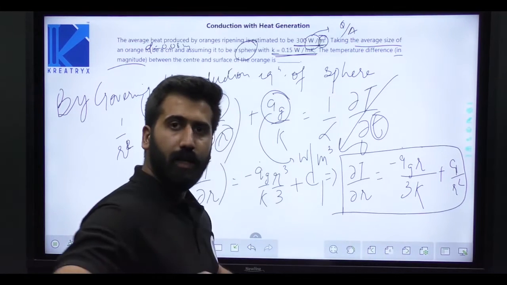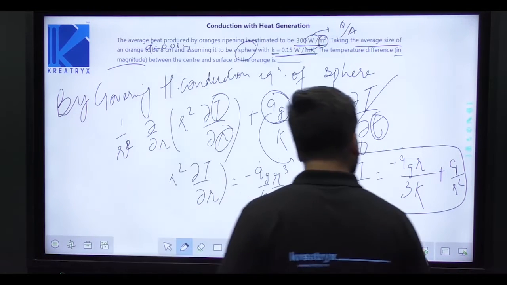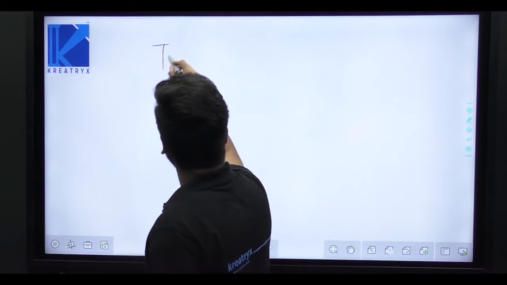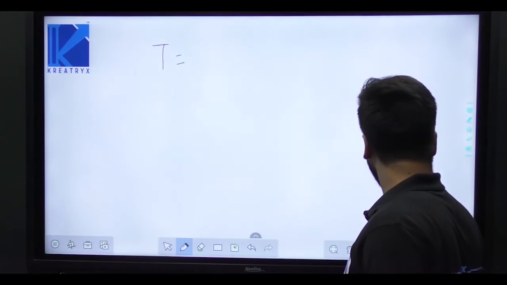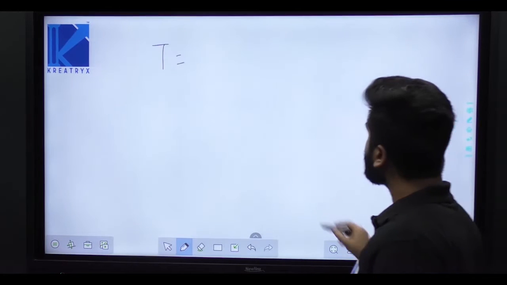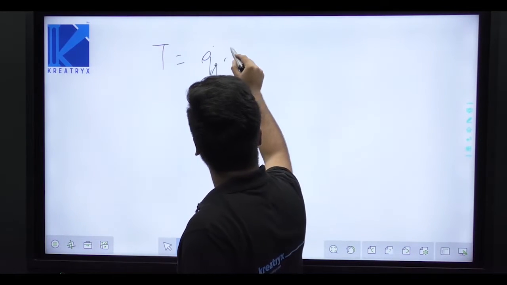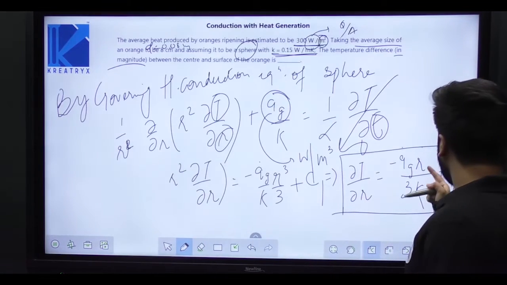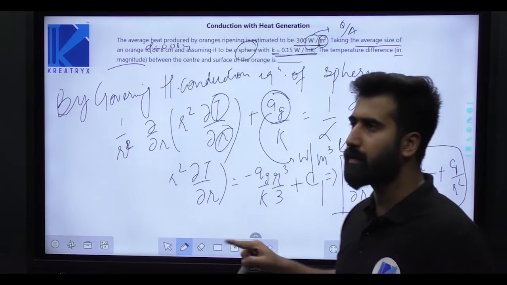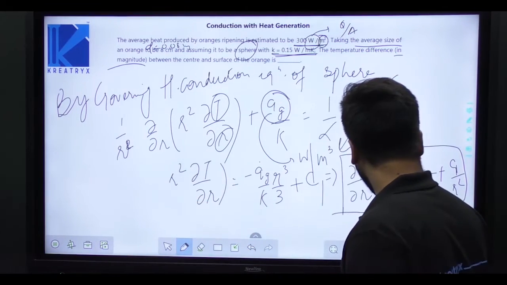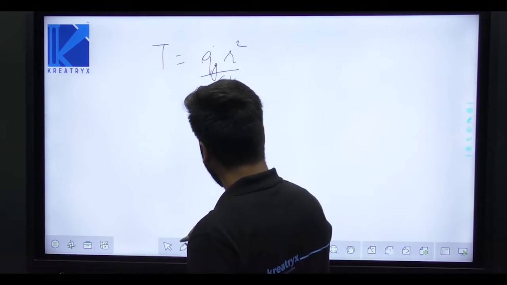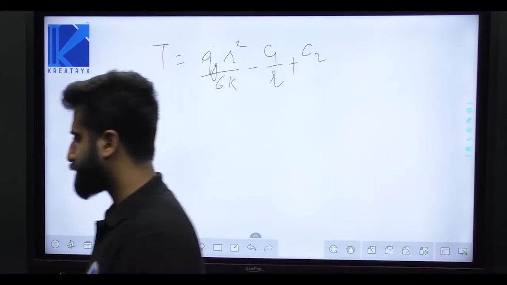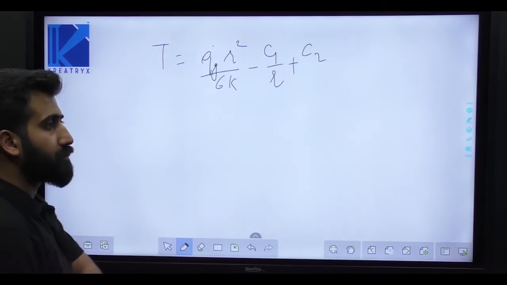Let's integrate it further to get an equation in temperature. So this will be t, and this was r by 3k, so it will be r square by 6k. So minus q dot g r square by 6k, and this was c1 by r square, so the integration of this will be minus c1 by r plus c2. So now we have two constants, and we have to apply boundary conditions to find those constants.